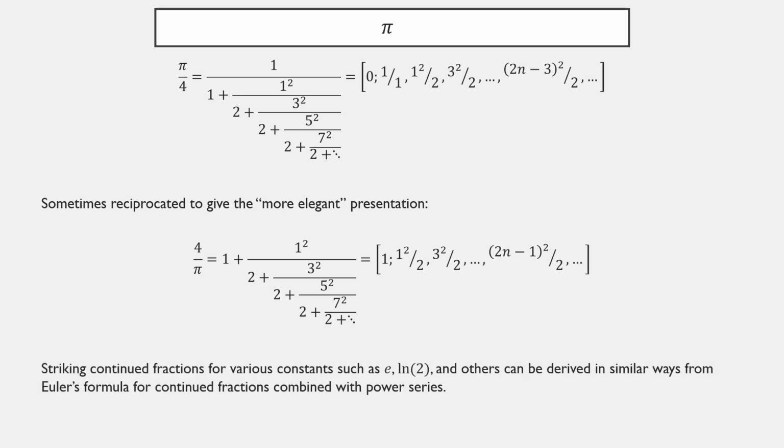There are lots of ways to use Euler's continued fraction formula combined with power series to get nice generalized continued fractions for lots of constants: e, the natural log of 2, pretty much anything you can come up with. As long as it is expressed as a known value of a function for which you know the Taylor series converges at a specific point, you can exploit this little trick to get nice generalized continued fraction expansions for constants.